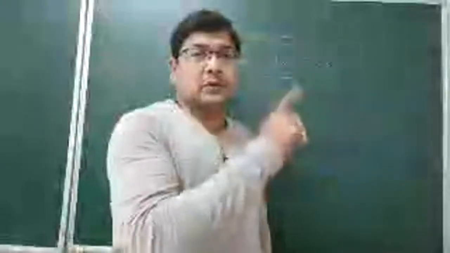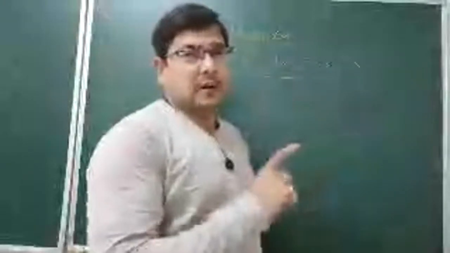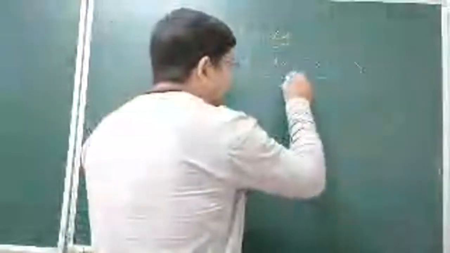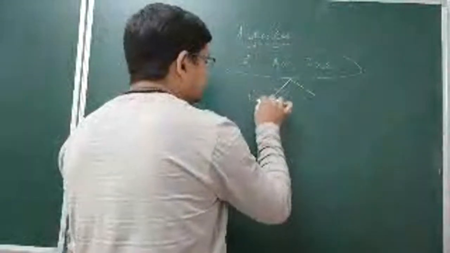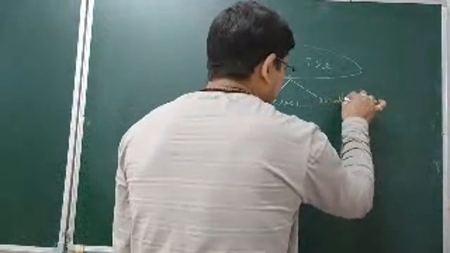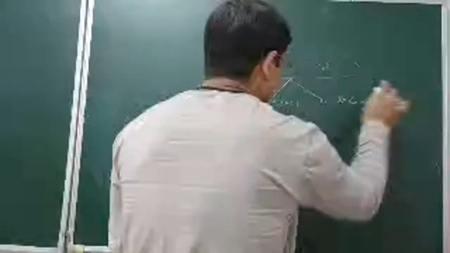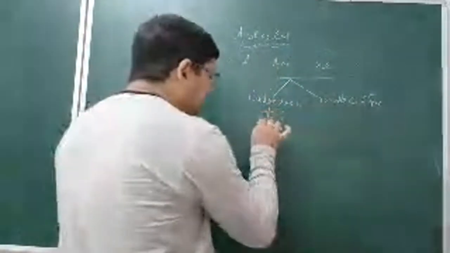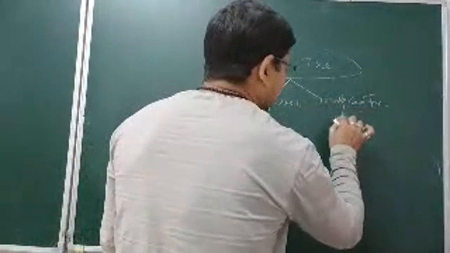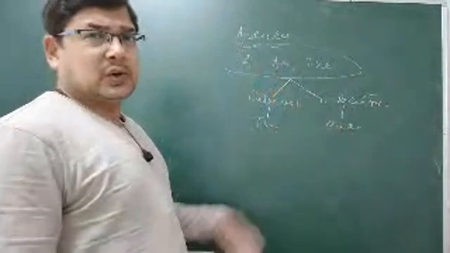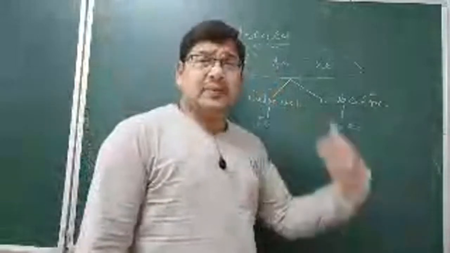These articles are divided into 2 types. What are those? The first is the definite article, and then the indefinite article. Definite and indefinite articles are there. The is your definite article, and a and an, these are your indefinite articles.